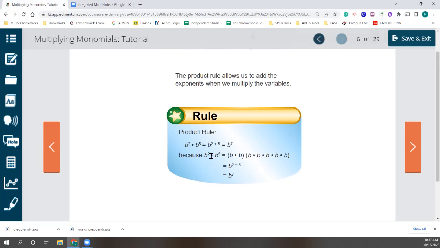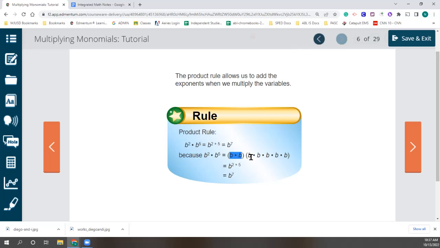Okay, so the product rule is that if the variables are the same, we can add the exponents. So b squared multiplied by b to the 5th power is the same as saying b times b. So b squared is b times b. If you don't know that squared means multiplied by itself, so that's the two, a b and a b squared.